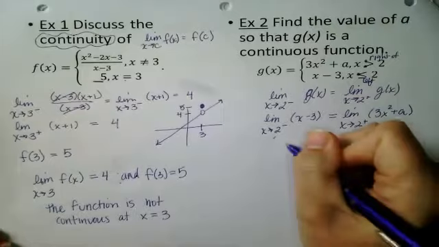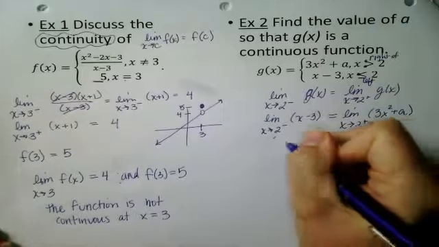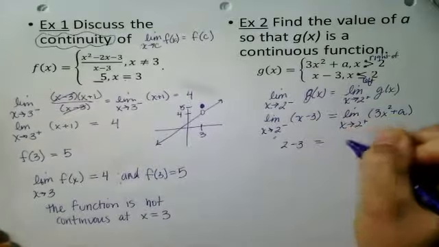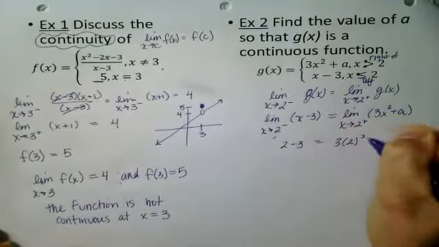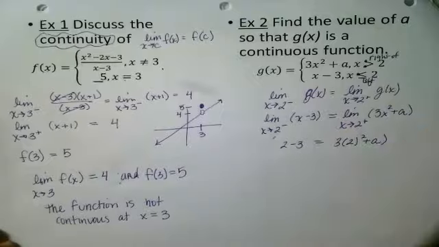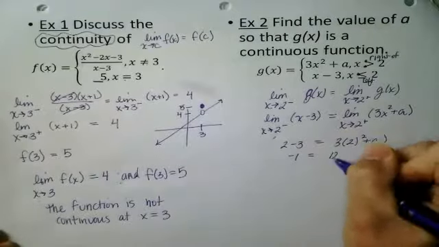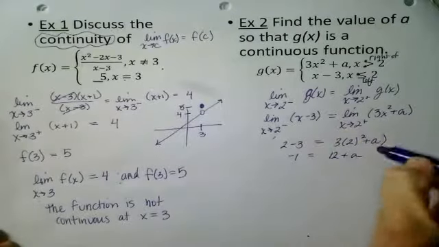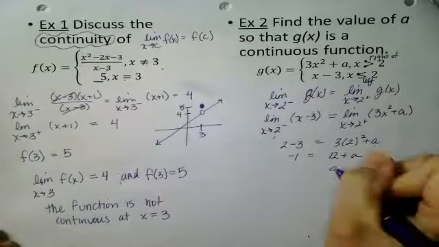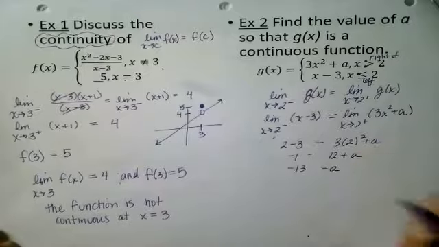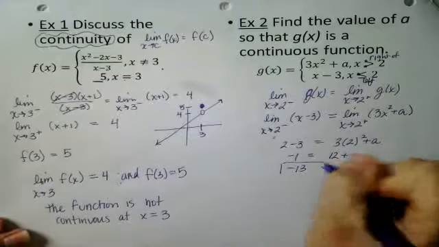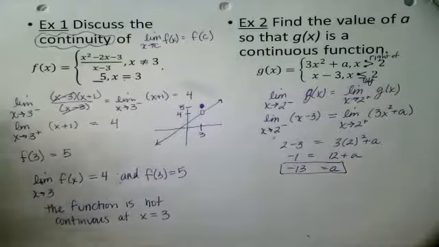All right, now these are supposed to be equal when x is 2. So we're going to go ahead and plug that in. So 2 minus 3 equals 3 times 2 squared plus a. And that's negative 1. Here, 4 times 3 is 12 plus a. And we get a equals negative 13. So that is the value of a that should produce a continuous function.